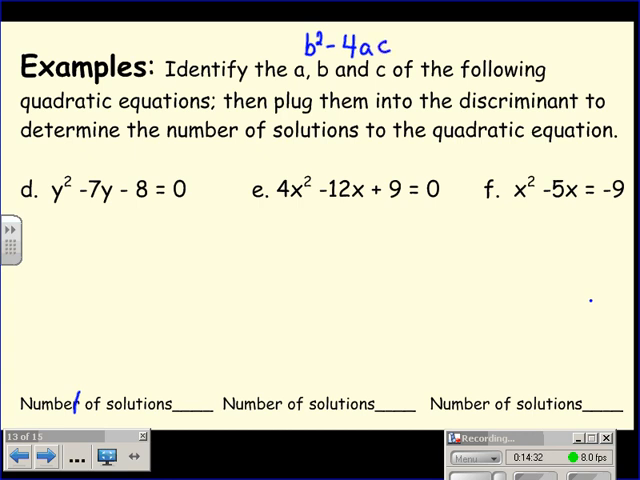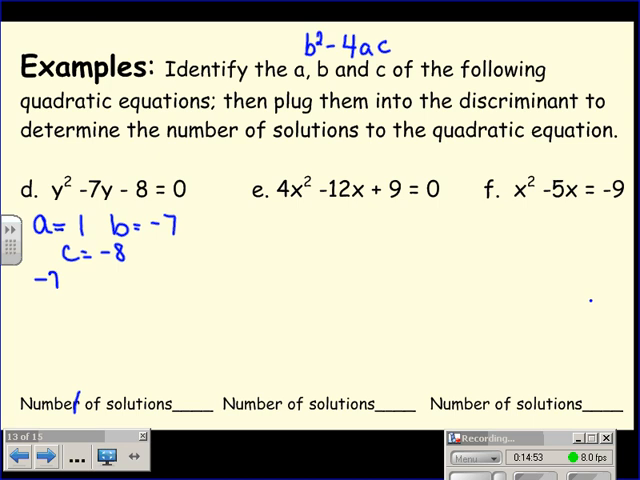So in this first example, example D, I need to identify my a, b, and c. My a will be 1, my b is negative 7, and my c is going to be negative 8. If I plug it into the formula, it will look like this.